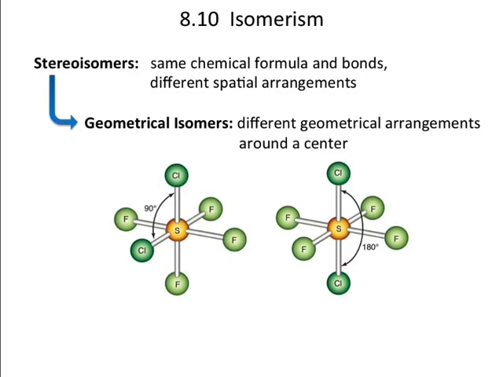This new molecule here, sulfur with 4 fluorines and 2 chlorines, if you've got one where the chlorines are next to each other, so this is 90 degrees, then that's one molecule. If you have another one where the chlorines are across from each other, well, that's 180 degrees, and that's a different molecule. Again, we call the one on the left cis because it's on the same side, and the one on the right we'll call trans because they're on opposite sides.